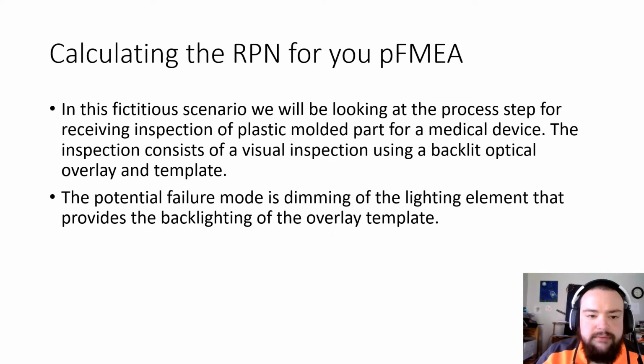As an example for calculating the RPN for a process FMEA, this is a quick fictitious scenario that we're going to look at. We're going to examine the receiving inspection of just a plastic molded part for a medical device. The receiving inspection is going to be a visual inspection that uses a backlit optical overlay and template. And the specific failure mode we're going to look at is the dimming of the light used in the lighting element to provide the backlight for the overlay template.